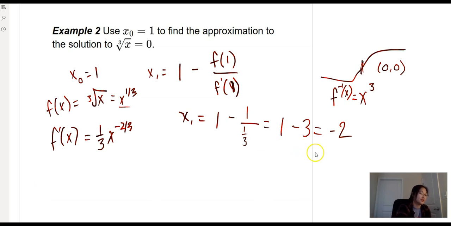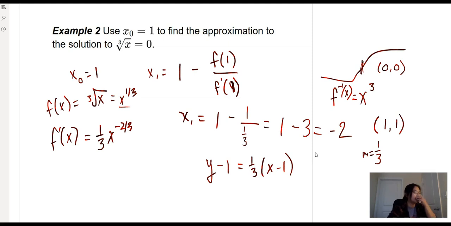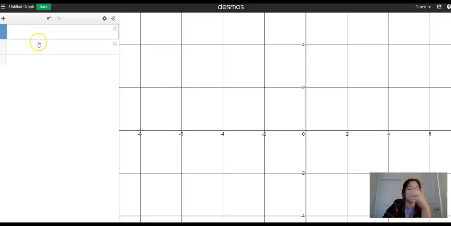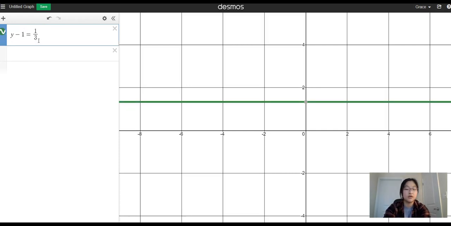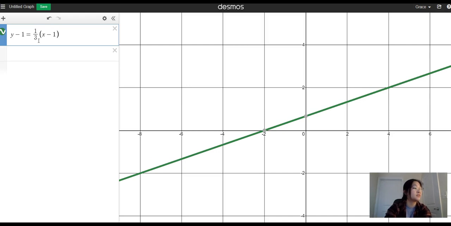Let's see. So this tangent line is happening at the point (1, 1), and the slope here is 1/3. So we have 1/3 as our slope. So the equation for the tangent line is y minus 1 equals 1/3 times (x minus 1), yes? So let's plug that into a graph. So what did we say? That was y minus 1 equals 1/3 (x minus 1). Let's just make sure that that is a tangent line to our curve.